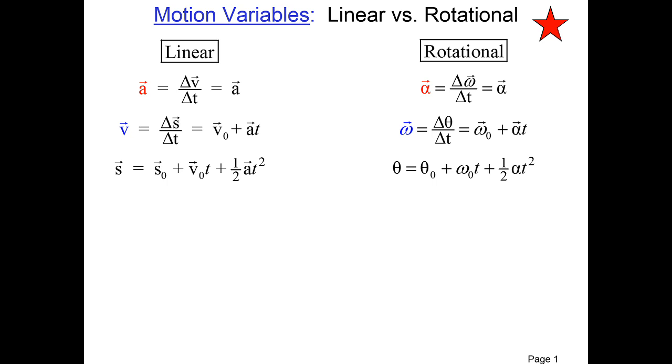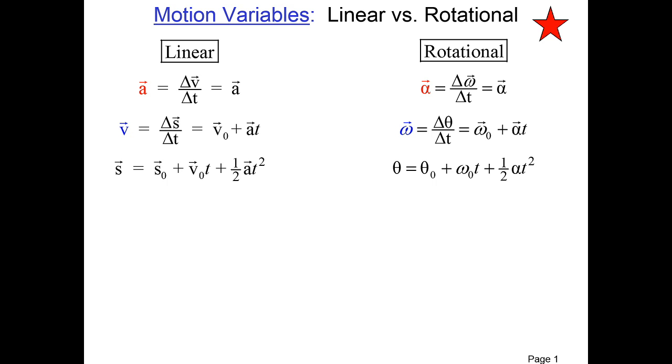For position under constant acceleration, you can take the initial position plus the initial velocity times time plus 1/2 times the acceleration times time squared to get the final position. It may seem like a very long time ago, but you've done a bunch of problems like this before. For angular position, it's pretty much the same thing, right? The final angular position is the initial angular position plus the angular velocity times time plus 1/2 the angular acceleration times time squared.